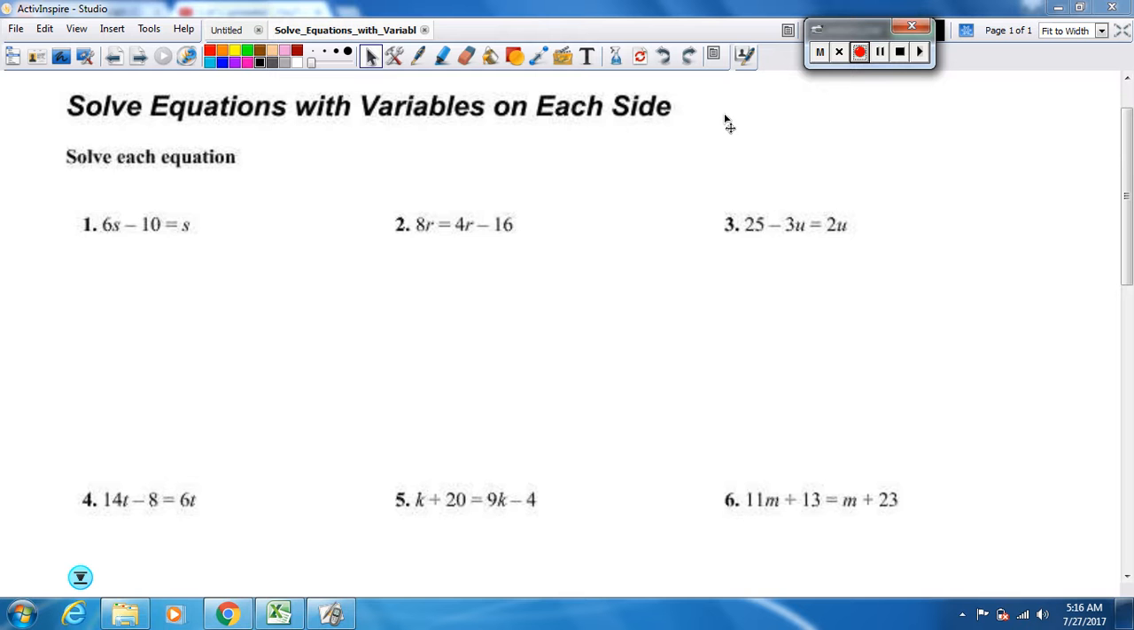We're going to solve equations with variables on each side. We're going to solve each equation. First of all, if there's nothing in front of a variable or a letter, a known number, it's assumed to be a 1, because like this is 1s here. So you're going to need that in a minute.